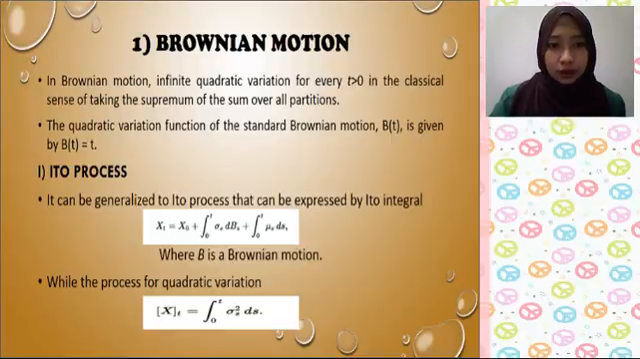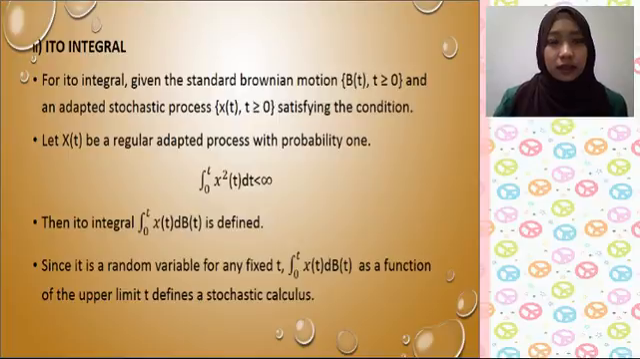First, the Ito process. It can be generalized to an Ito process that can be expressed by an Ito integral: X_t = X_0 + ∫ from 0 to t of σ dB + ∫ from 0 to t of μ ds, where B is a Brownian motion, while the process for quadratic variation at t equals the integral from 0 to t of the variance ds. Second, Ito integral.